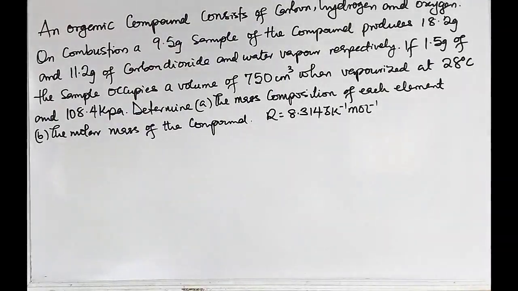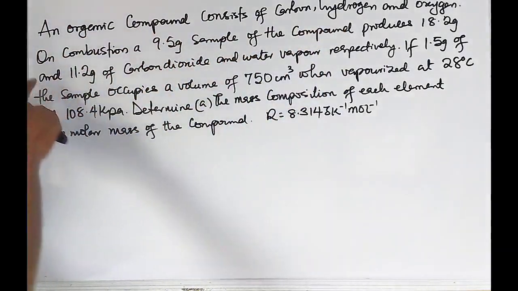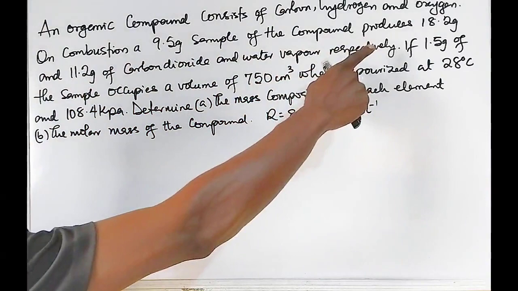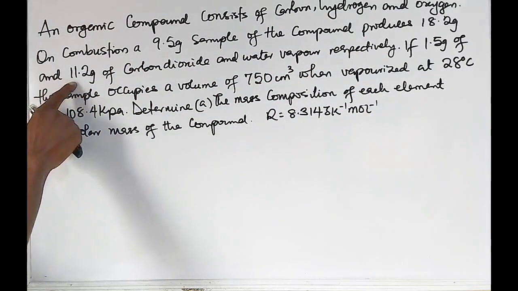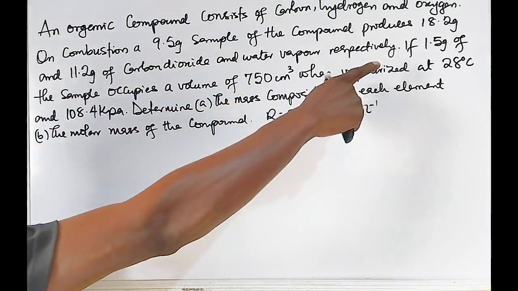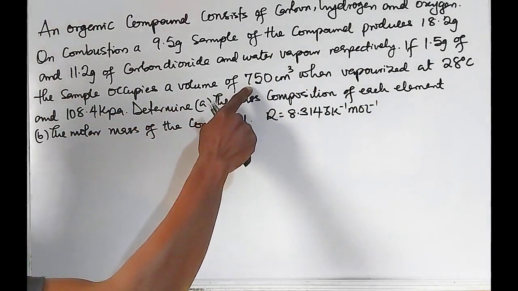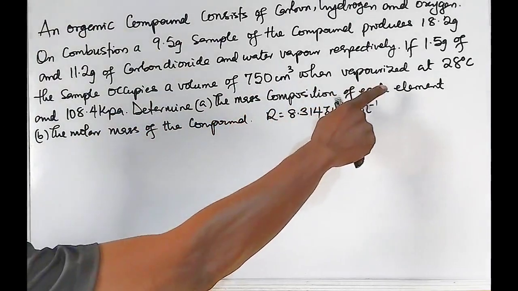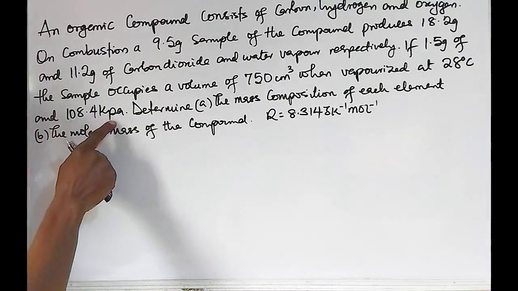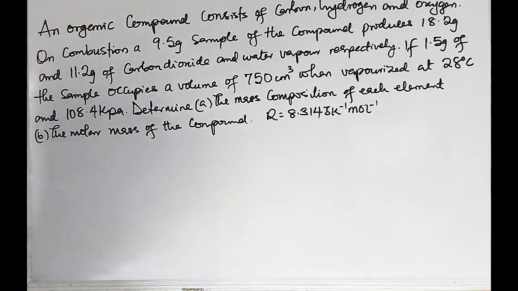For number 5, we are told that an organic compound consists of carbon, hydrogen, and oxygen. On combustion, a 9.5 gram sample of the compound produces 18.2 gram and 11.2 gram of carbon dioxide and water vapor respectively. If 1.5 gram of the sample occupies a volume of 750 cm³ when vaporized at 28 degrees centigrade and 108.4 kilopascal, determine A, the mass composition of each element, and B, the molar mass of the compound.